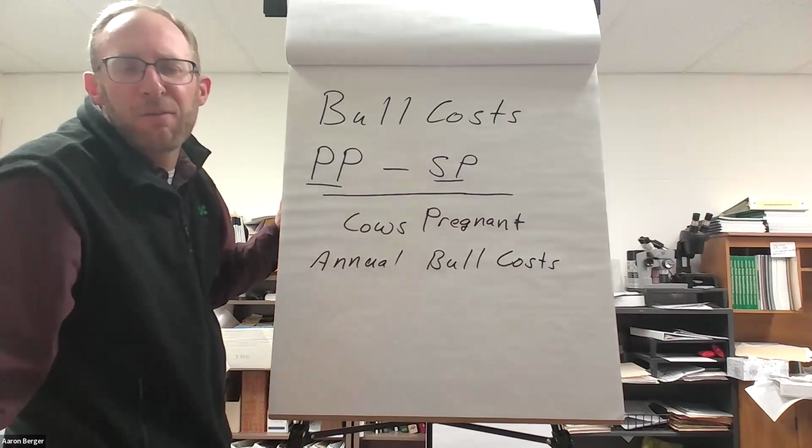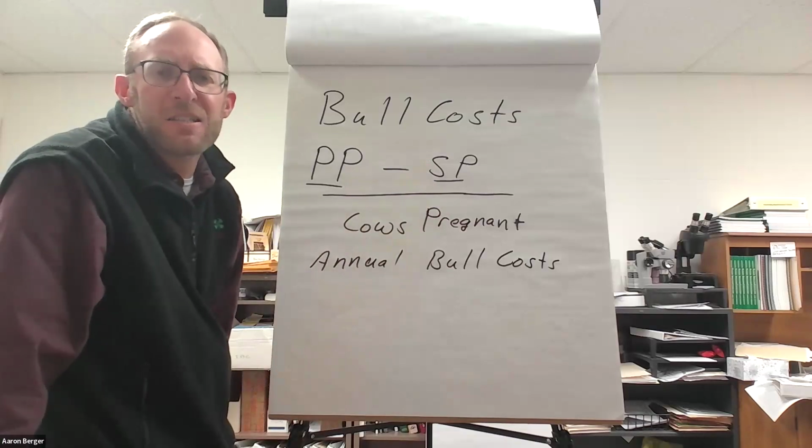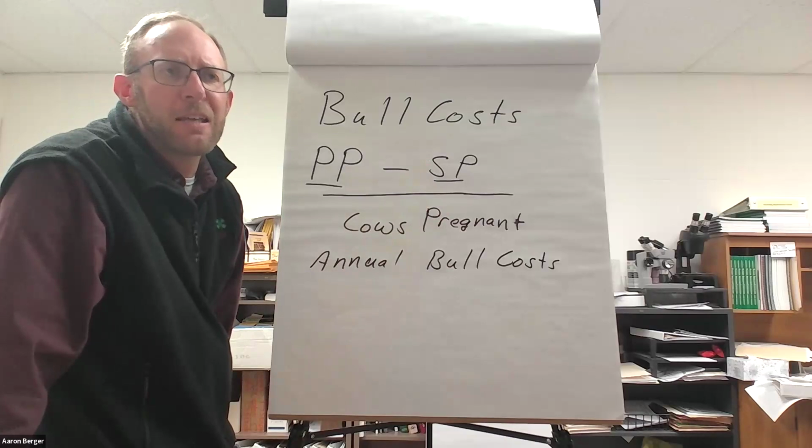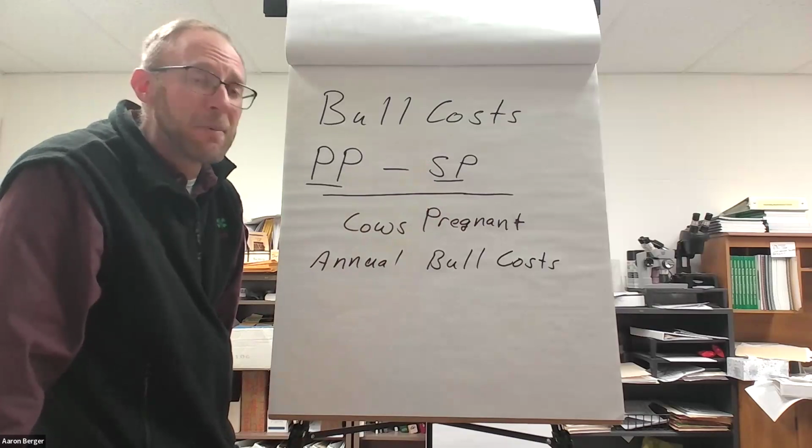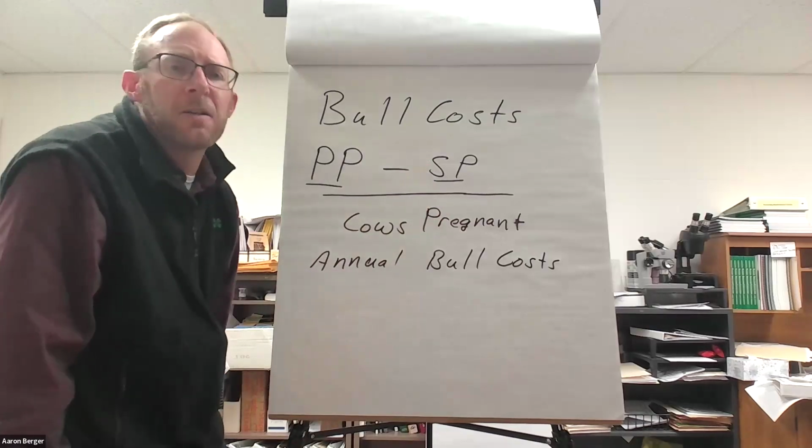So bull cost, that's kind of our number 4. I didn't jump into the feed cost very much tonight. I think feed cost is one that you can fairly accurately come up with. Think about what you're spending in terms of feed. Those are more common. Labor and equipment, I didn't spend much time on as well.